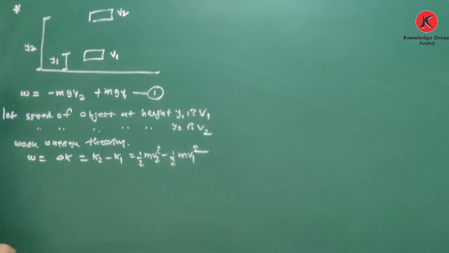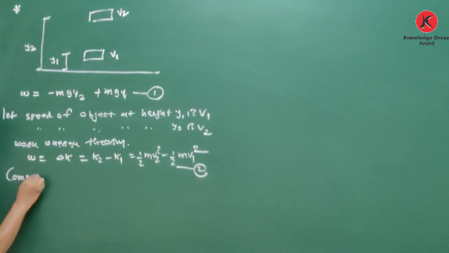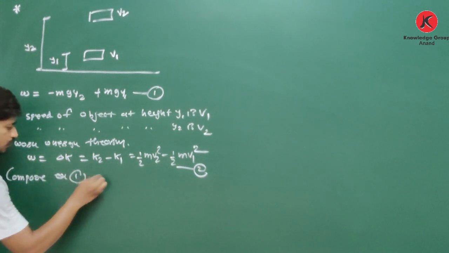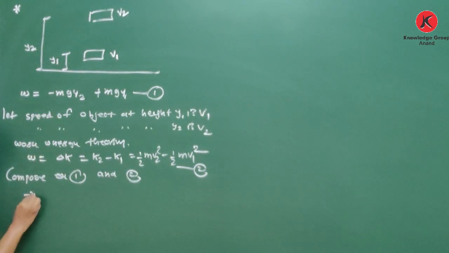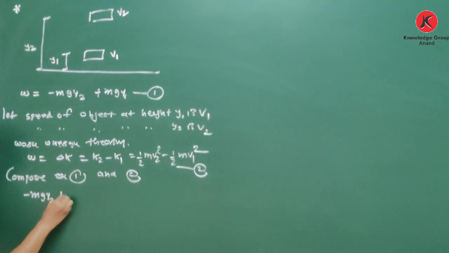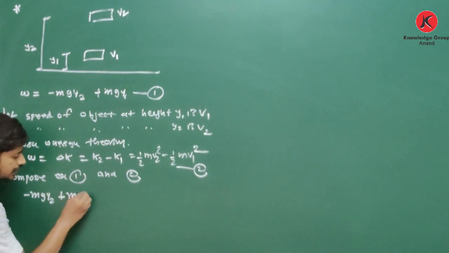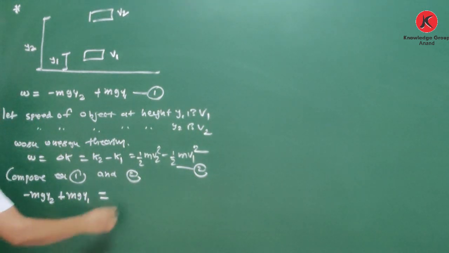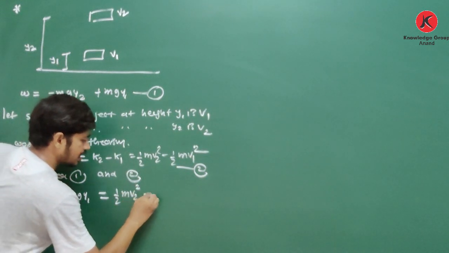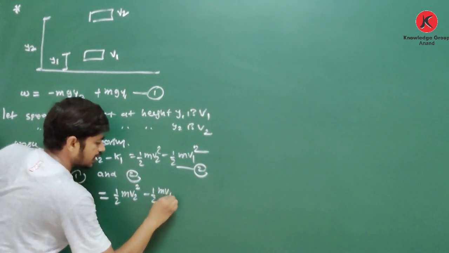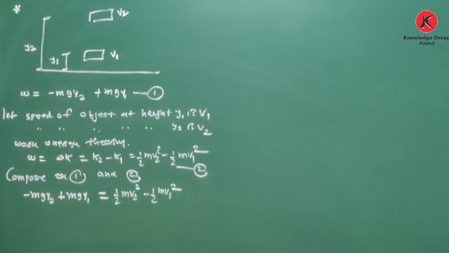So we can compare these two equations, equation 1 and 2. If we compare them, see what happens. Minus mg y2 plus mg y1 is equal to equation 2, half m v2 square minus half m v1 square. Clear about this?